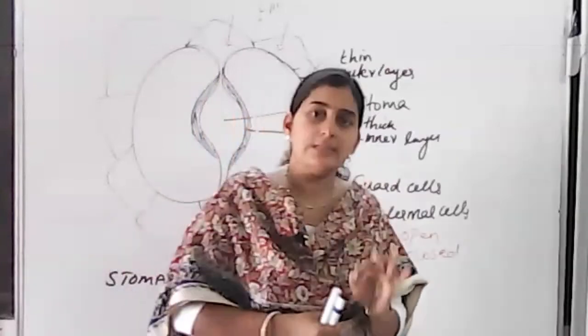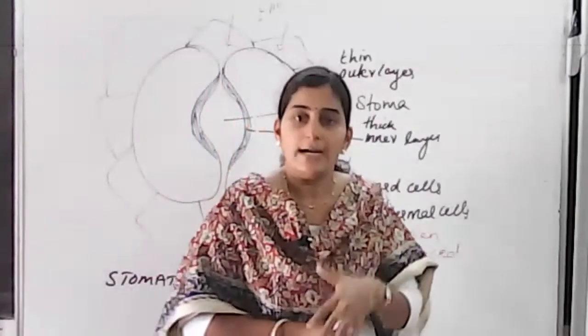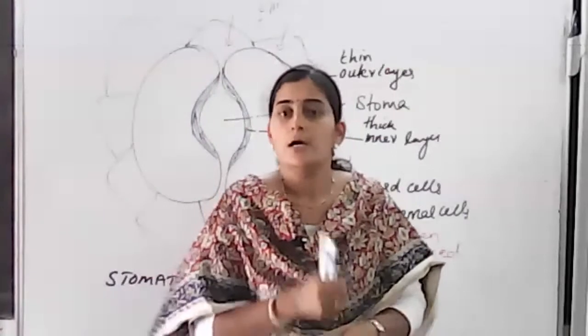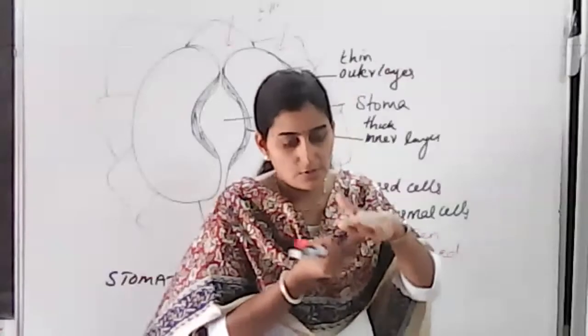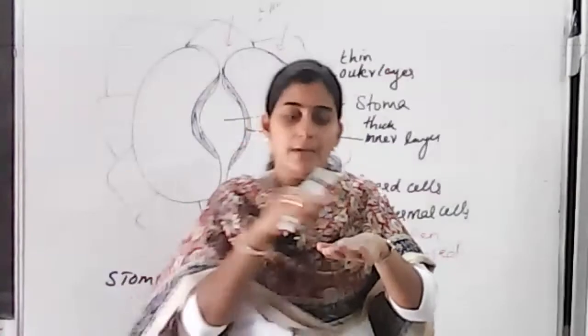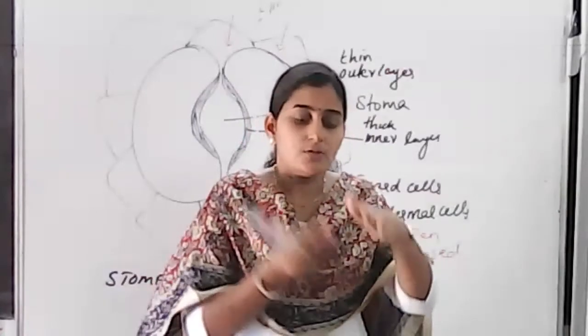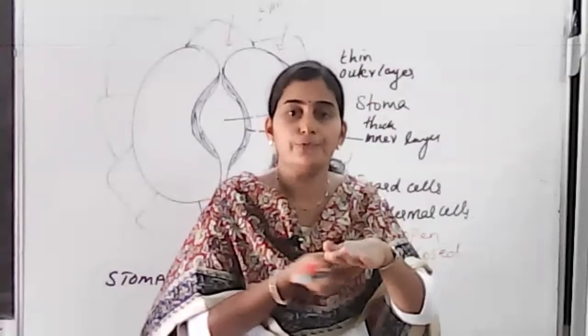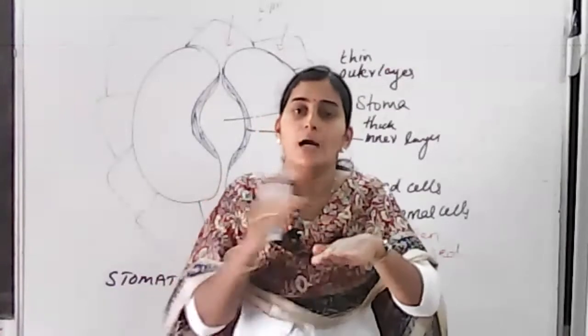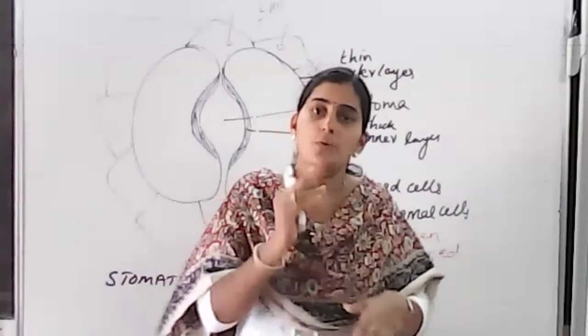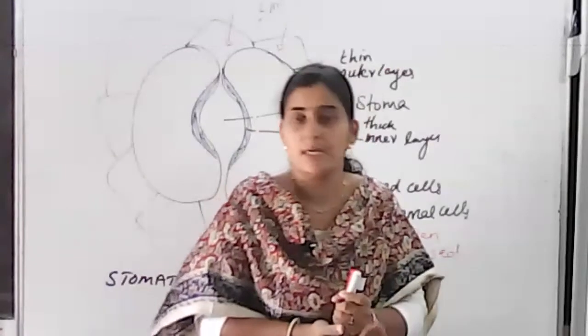If you take the internal structure of a leaf, this is a way to identify a dicot leaf and a monocot leaf. In a dicot leaf, we can see the number of stomata on the lower surface is more compared to the upper surface. So how do we prove that more stomata are present on the lower surface of a leaf compared to the upper surface?